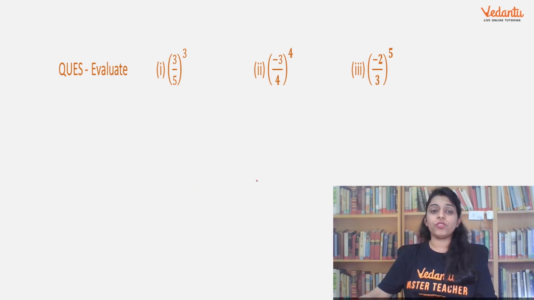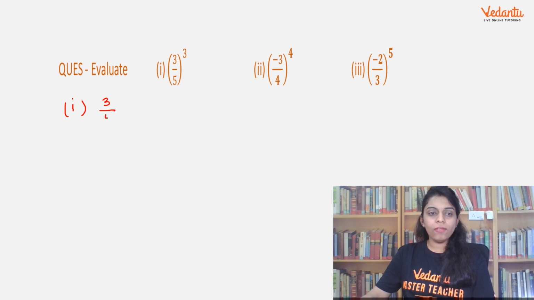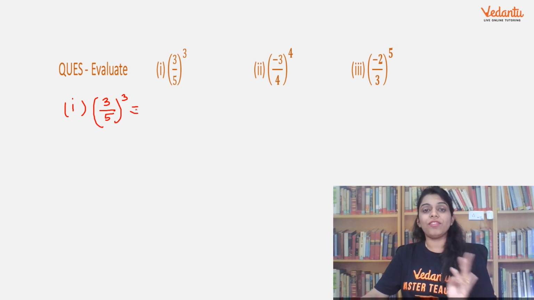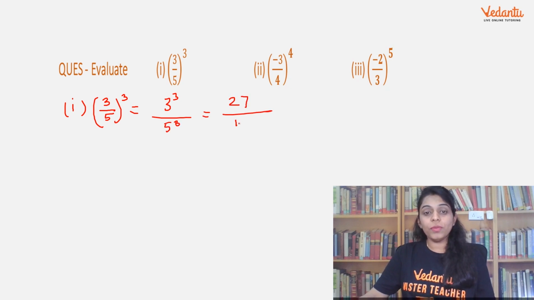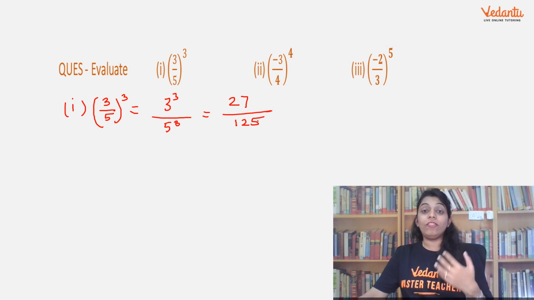Evaluate (3/5) raised to the power 3. The first question is very simple: (3/5) raised to the power 3. Now what information should you know? You should know the cube of 3 and the cube of 5. Simple, right? 3 cube upon 5 cube. 3 cube is 27, 5 cube is 125, and I have done it directly.